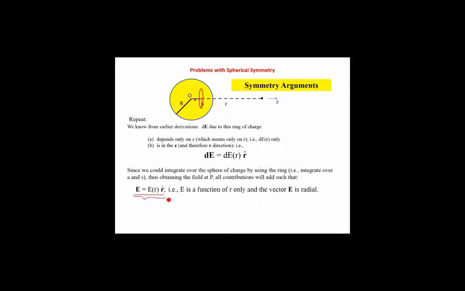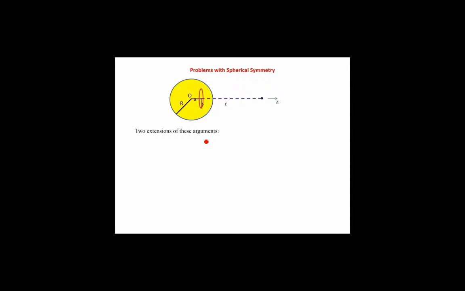This is a very important result for using Gauss's law. It's important to realize that this is what we mean by a full symmetry argument that then allows us to find E using Gauss's law. There are two extensions of these arguments. The first one is that it also holds inside. So if you take a point inside, you can make the same arguments that I showed you here, and you will still come up with the same results.